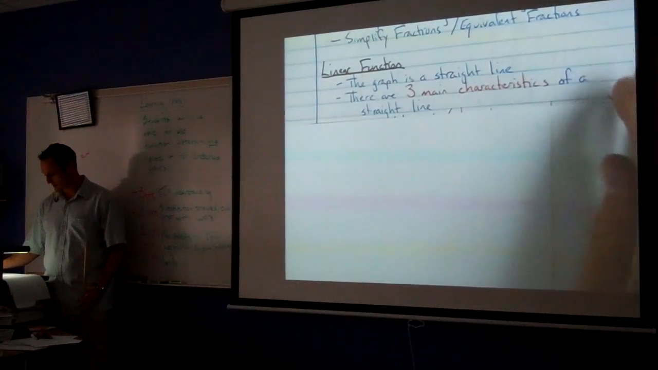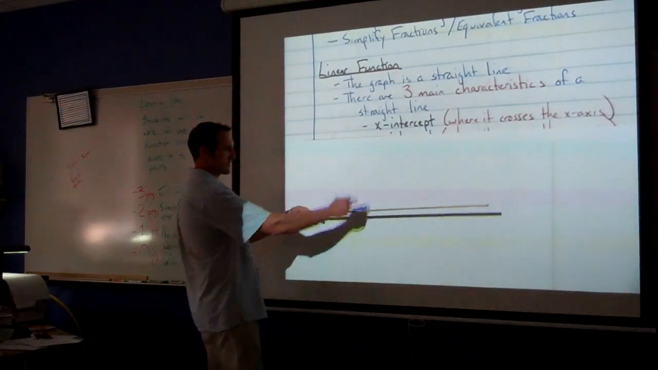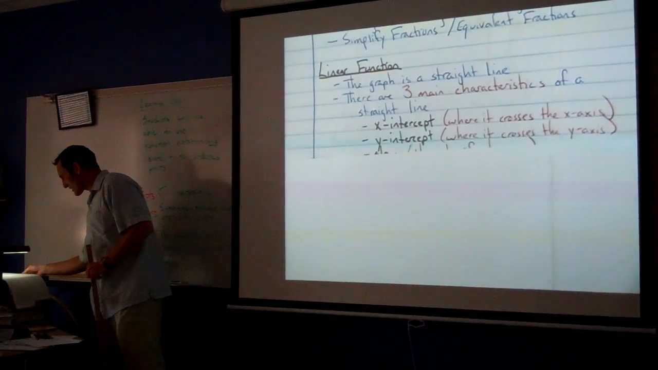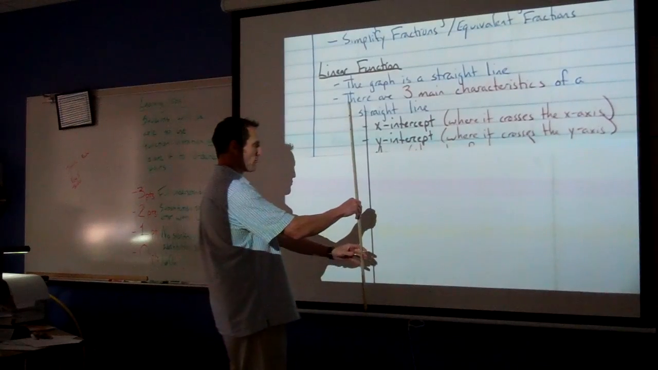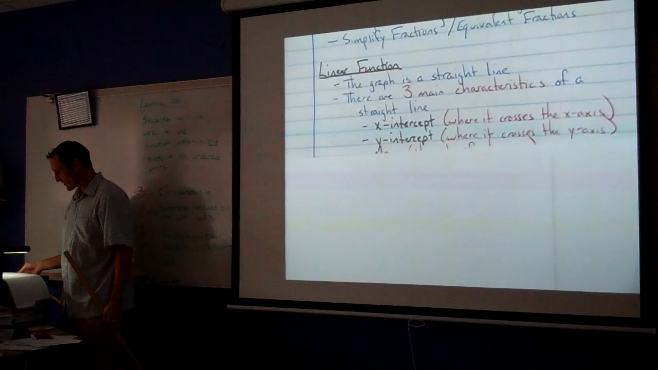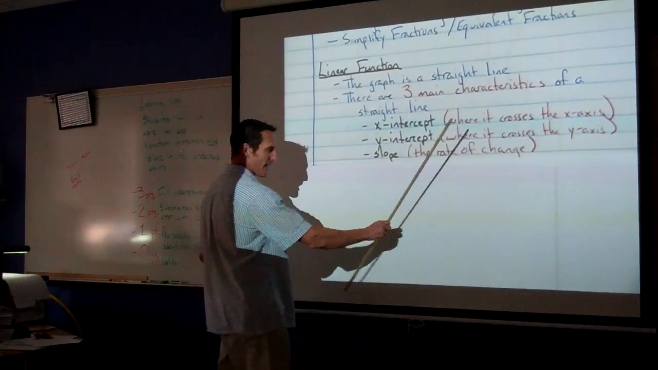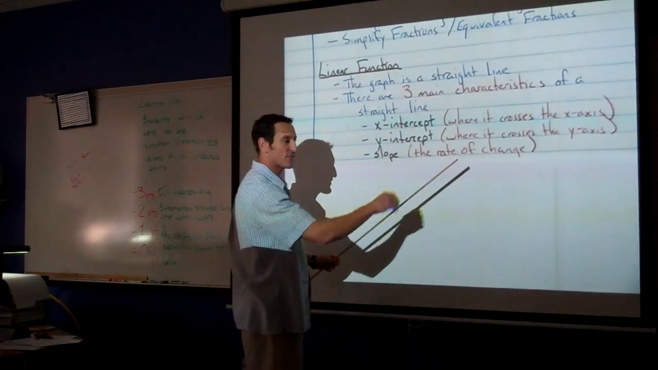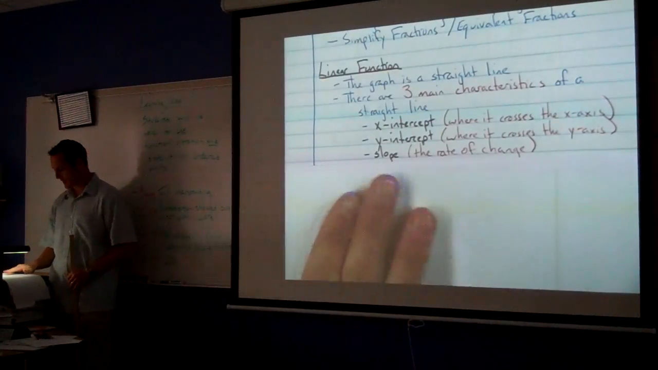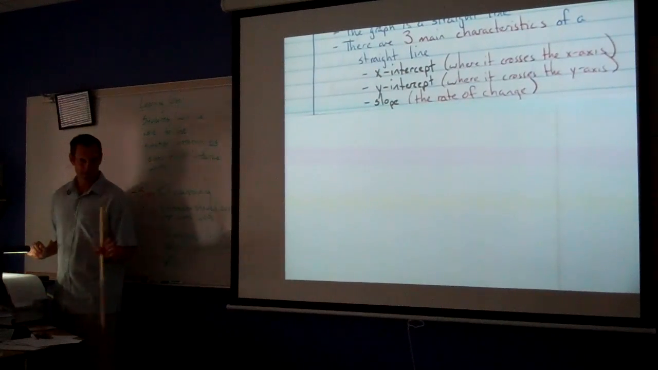Okay, three main characteristics. There is the x-intercept, which is where the straight line may cross the x-axis. There is the y-intercept, where the straight line would cross the y-axis. And there is slope, which is basically the rate of change of that line. How much slantiness, I guess you can call it, that's the slope. So we're going to be studying slope. Of all the three characteristics of a linear function that we can study, we're going to focus on slope.